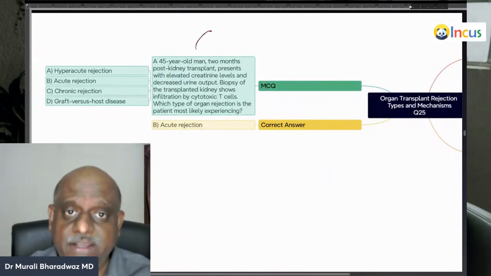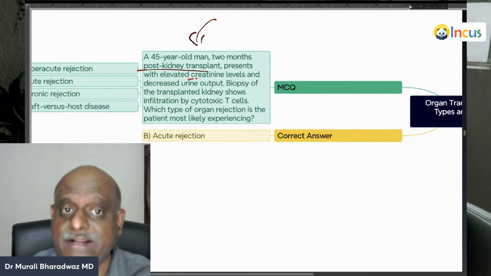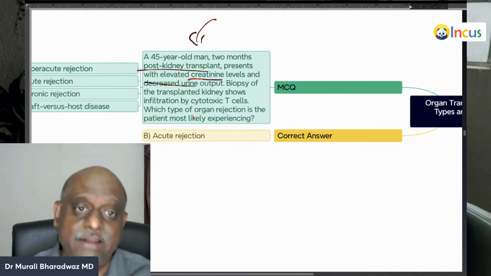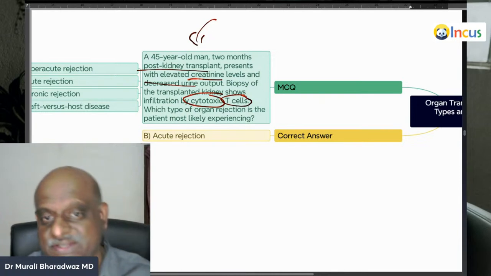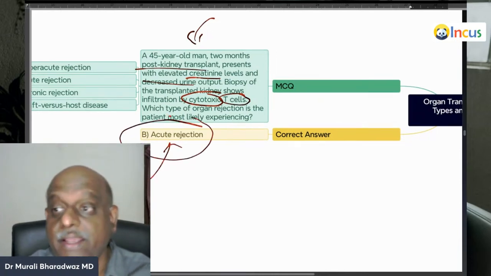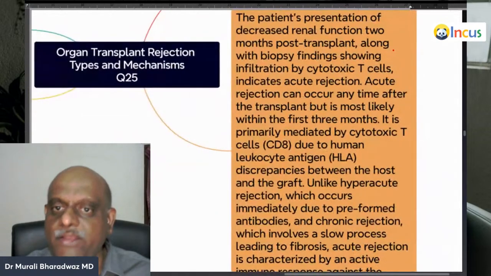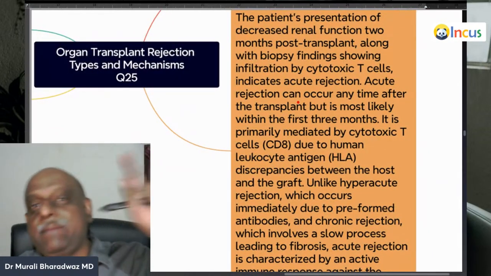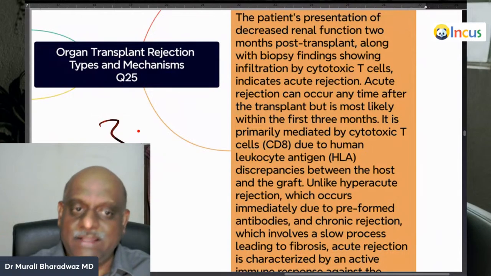A 45-year-old man, 2 months post-kidney transplant, presents with elevated creatinine, decreased urine output. There is an infiltration of cytotoxic T cells. What type of rejection do you call this? Acute rejection. So typically you need to know acute rejection can occur anytime after the transplant, but is most likely in the first 3 months.